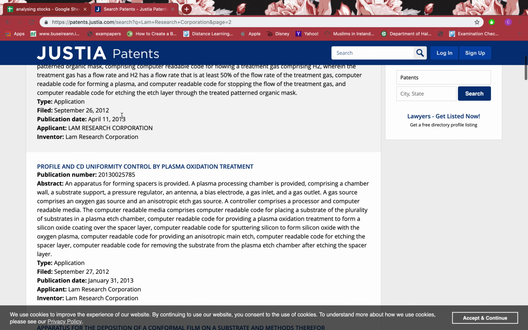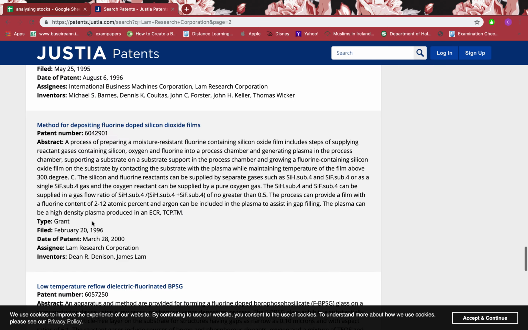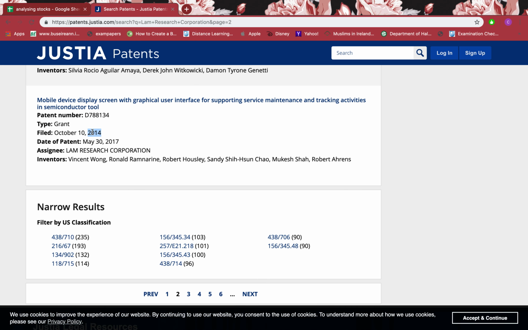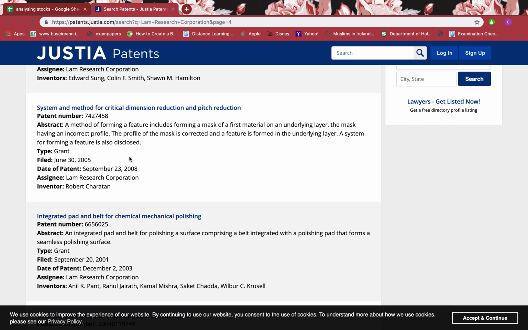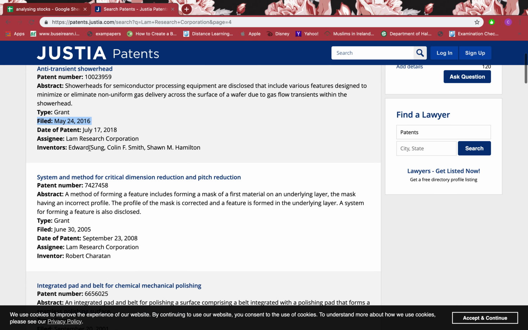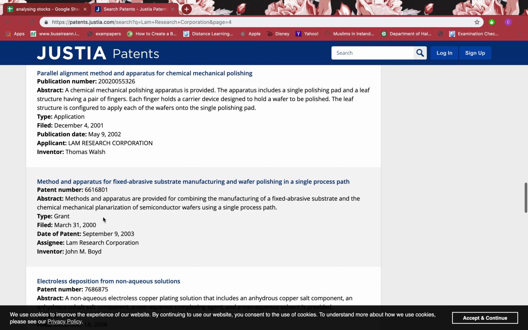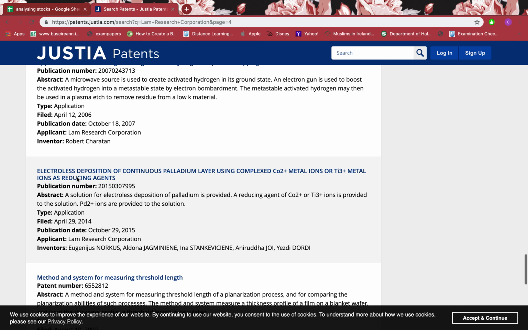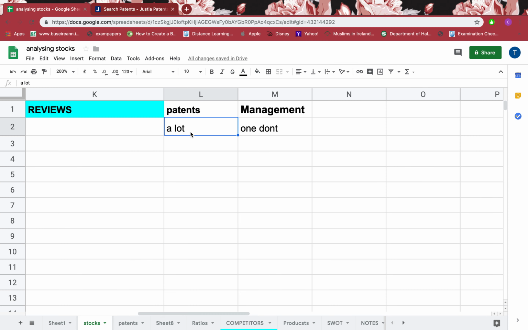You can just go through all the pages. This is 2013, 2012, sorry, filed, and stuff like that. This is in 2014. Okay, this is in 2015. This is in 2016. Okay, so it means it's a recent one. You can just go through it. I'm not going to go through all of it, but you can have a look for yourself. It's in 2011. So stuff like that. There are a lot of pages you can go through. So it has patents, which gives it a competitive edge.